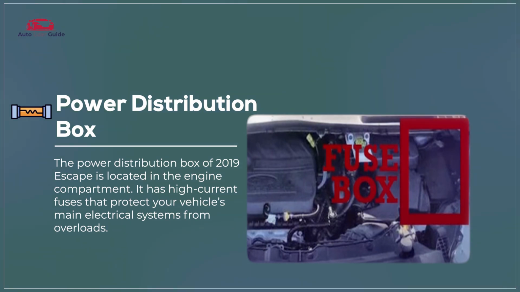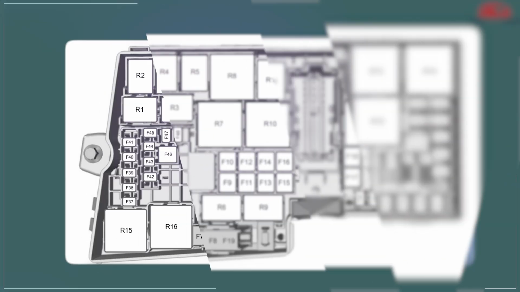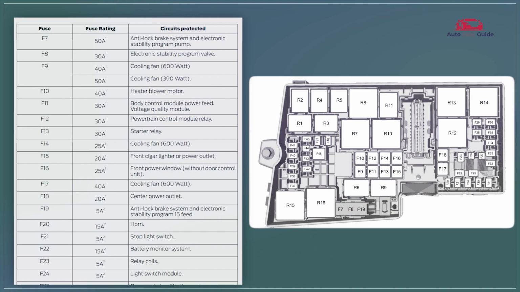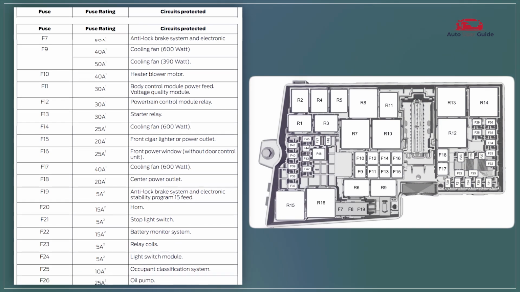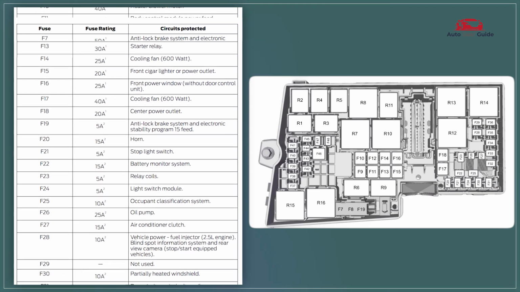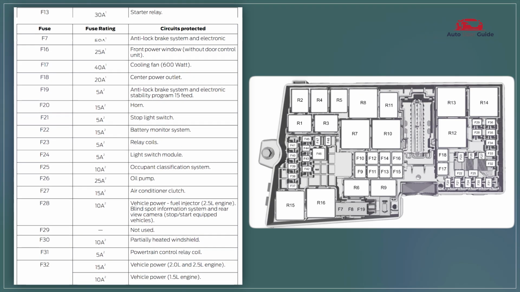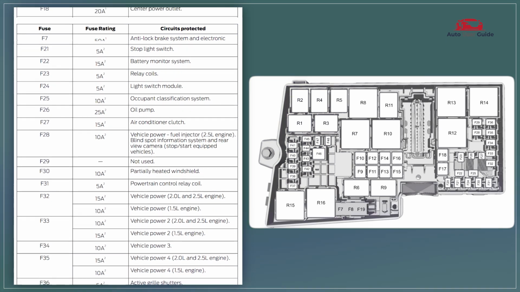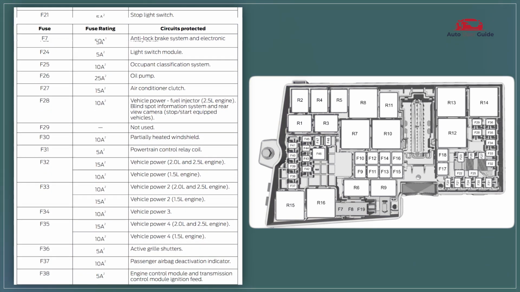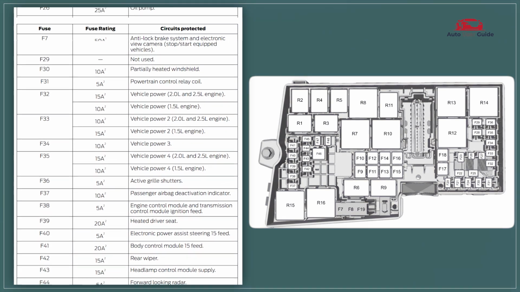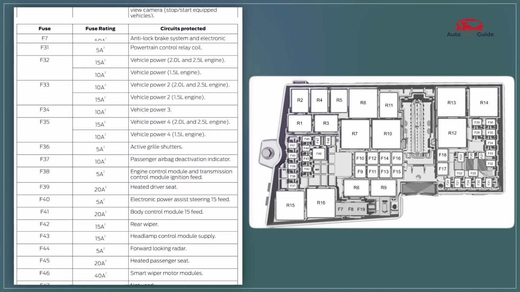Power distribution box. The power distribution box in the 2019 Ford Escape houses fuses and relays for critical electrical systems, including the engine, lights, and cooling fans. It helps protect these circuits from overloads and short circuits, ensuring reliable vehicle performance.